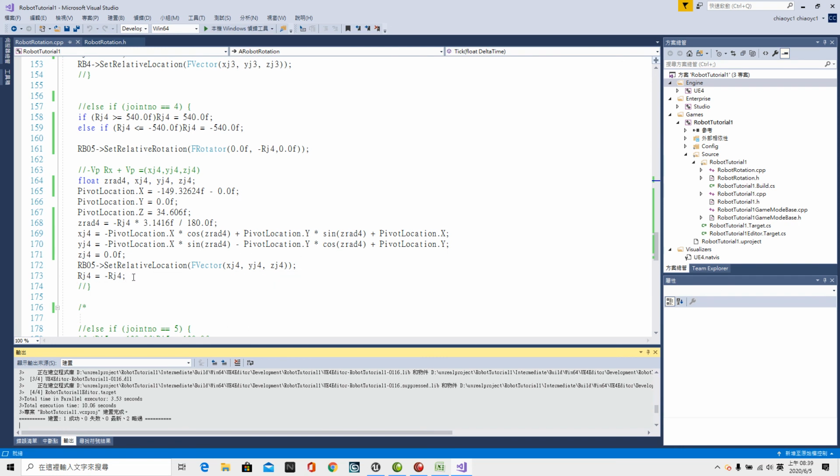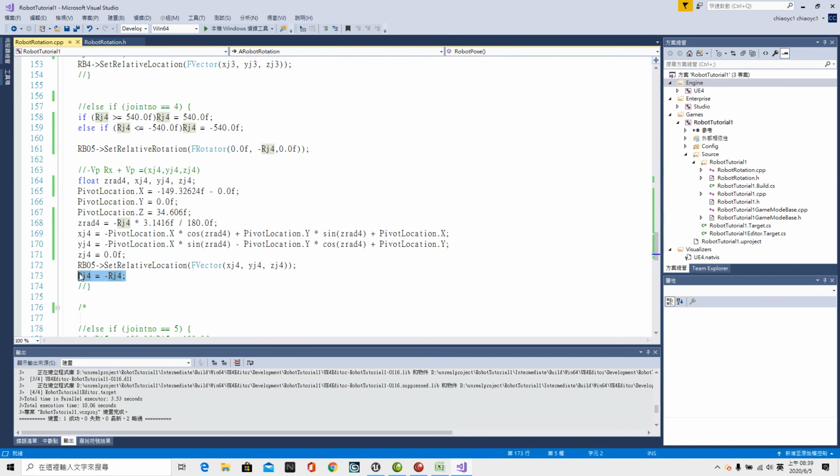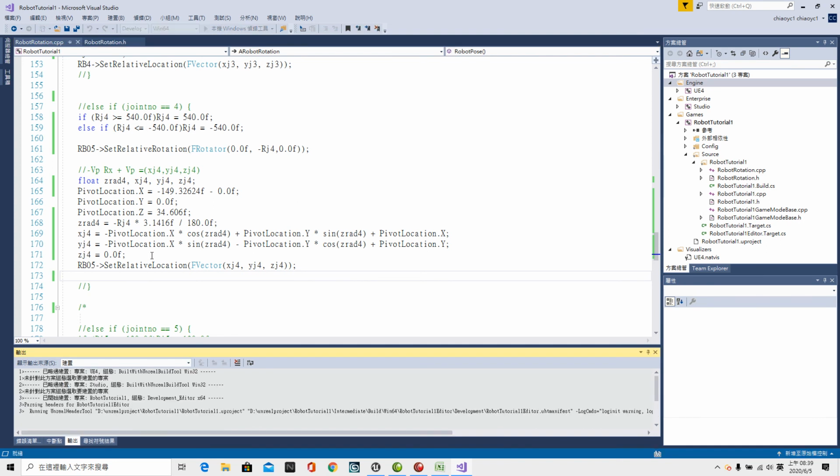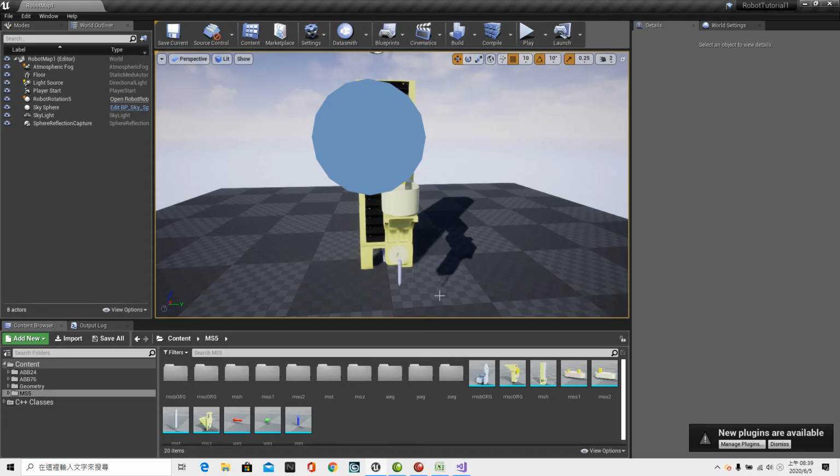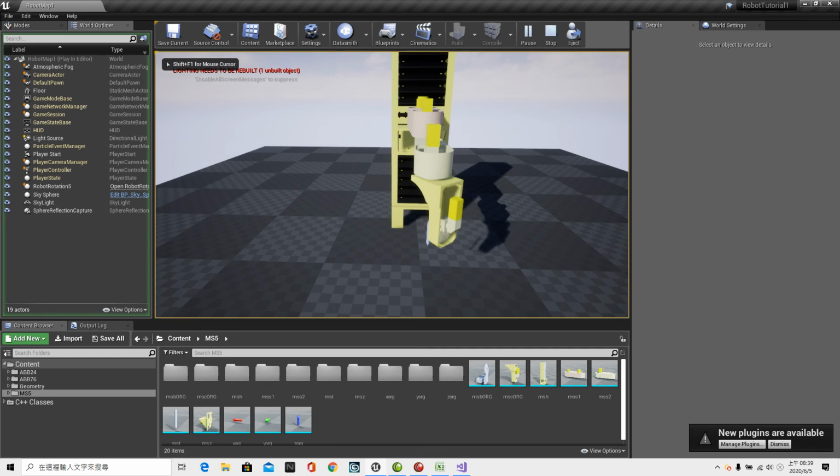Oh, this one we didn't remove. Okay, Control Shift B, recompile. We don't need extra instructions for changing the sign of RJ4. Okay, let's play. You see the rotating direction. Okay. And the pivot point is fixed in here, no problems. And 1.5 turns to the lower limit, 540 degrees. The rotating stopped. So correct.